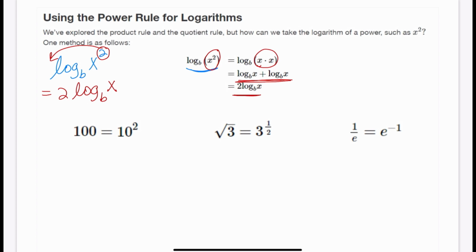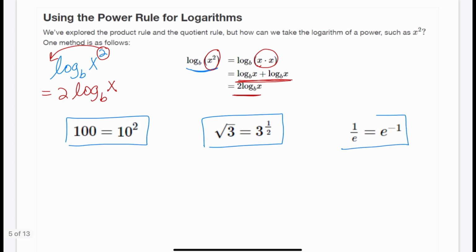And so basically what you have there on your screen right now, 100 is equal to 10 squared. The square root of 3 is equal to 3 to the 1/2 power. 1 over e, remember e is the natural base, which is approximately 2.718, is equal to e to the -1. These are just reminders on how to use these powers, because you can't apply the power rule without a power.